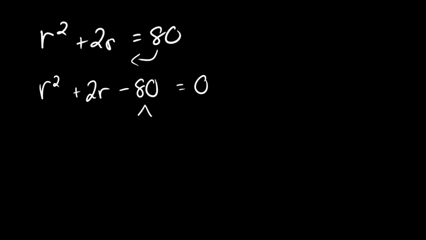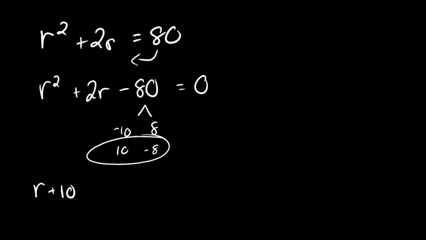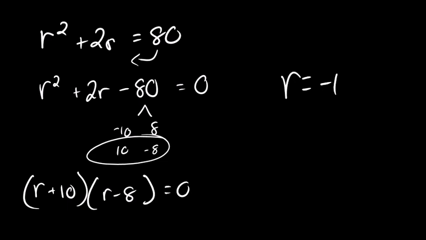Negative 80. How about 10 and 8? So let's do negative 10 times 8, or is it positive 10 times negative 8? I'm not sure. When I add them, this is the pair that's going to give me the positive 2. R plus 10 times r minus 8 equals 0. So that means r equals negative 10 or positive 8.